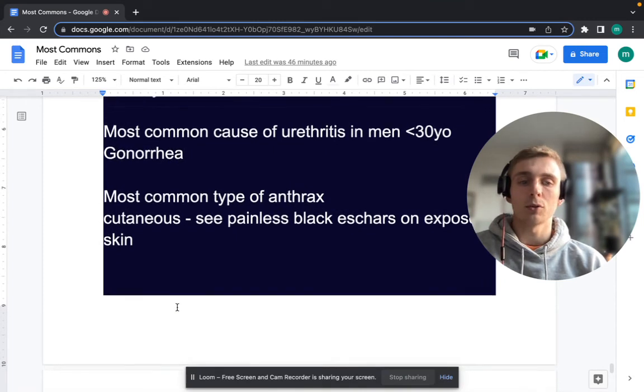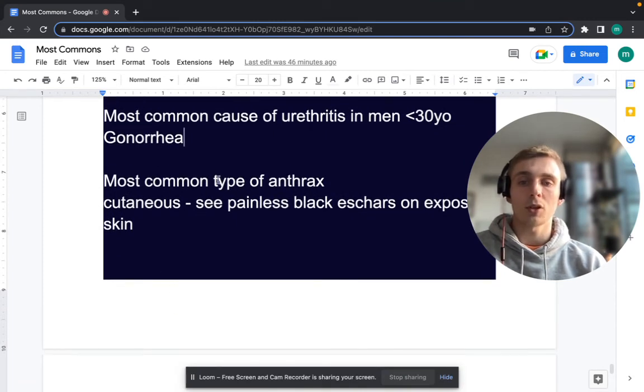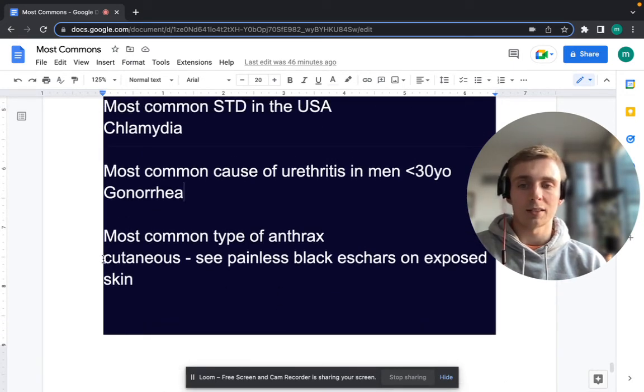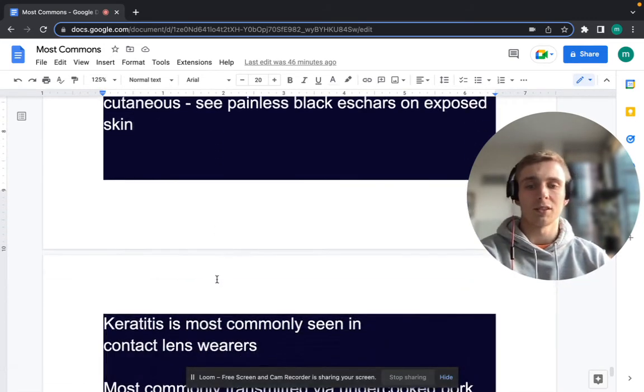How about the most common type of anthrax? The most common type of anthrax, that's cutaneous anthrax, so of the skin. So anthrax of the skin, you'll see painless black eschars on exposed skin.